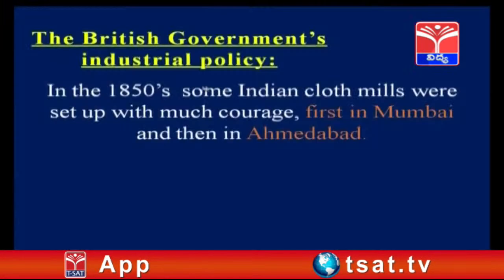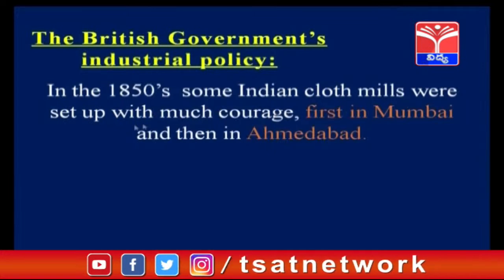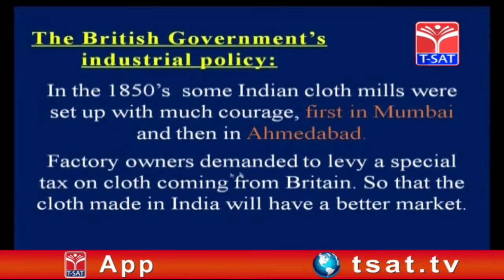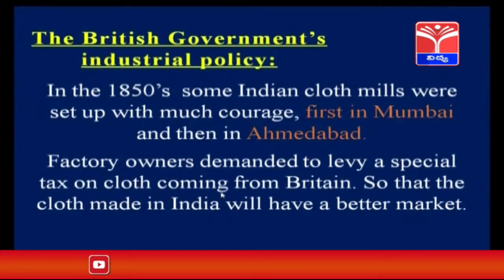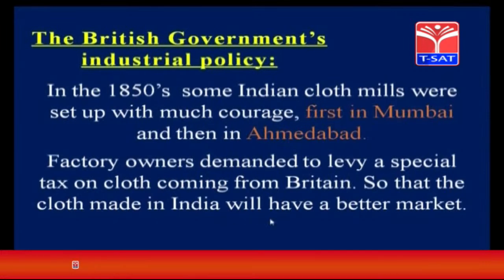The British government's industrial policy. In the 1850s, some Indian cloth mills were set up with much courage, first in Mumbai and then in Ahmedabad. And the factory owners demanded to levy a special tax on cloth coming from Britain, so that the cloth made in India will have a better market.